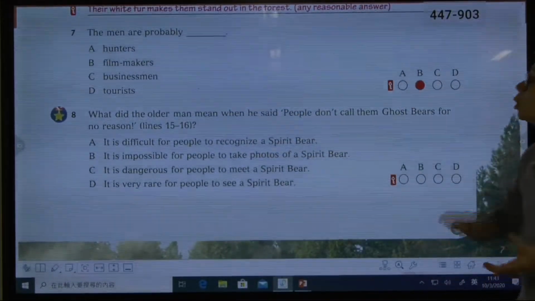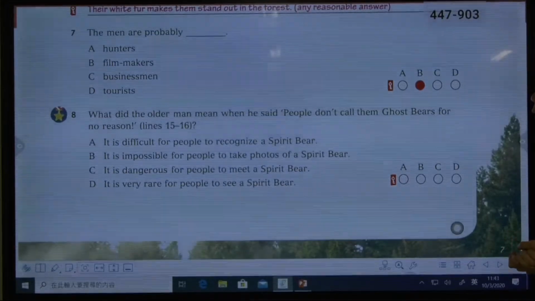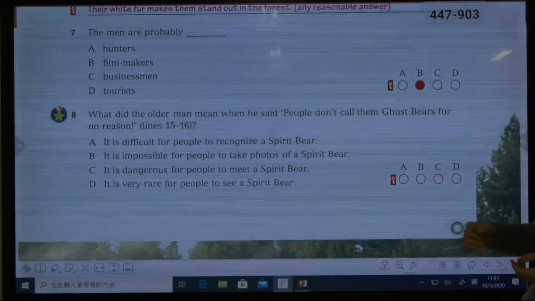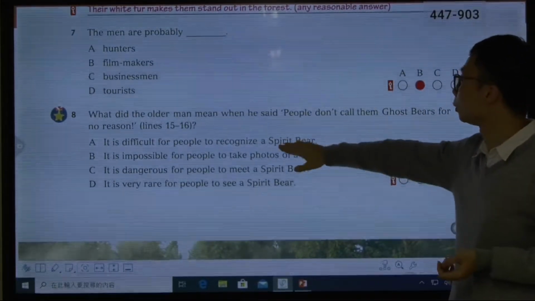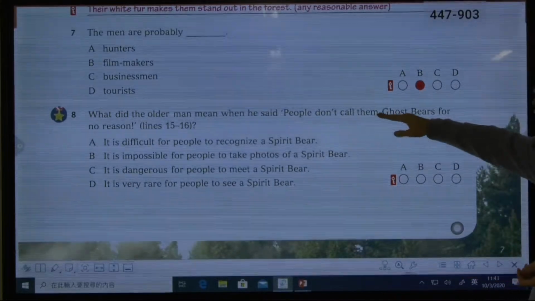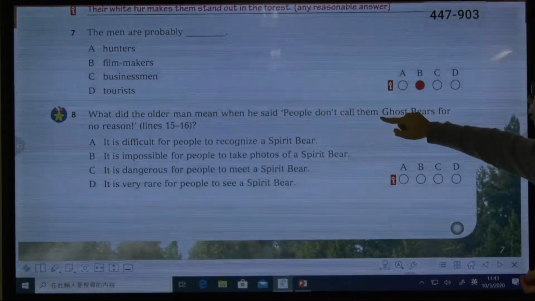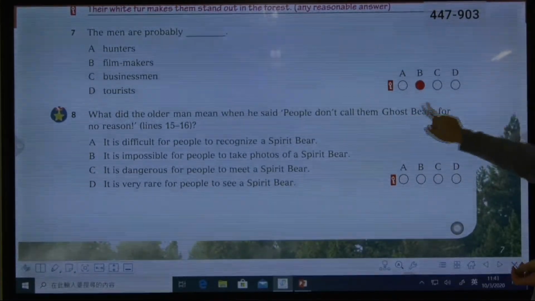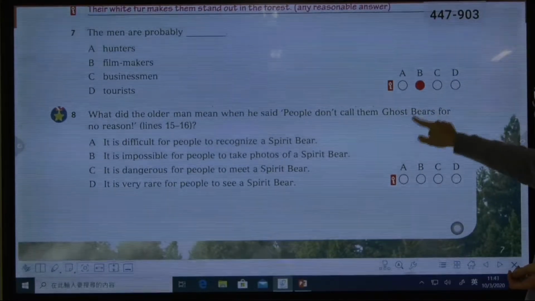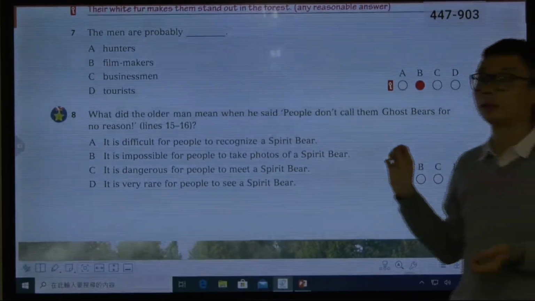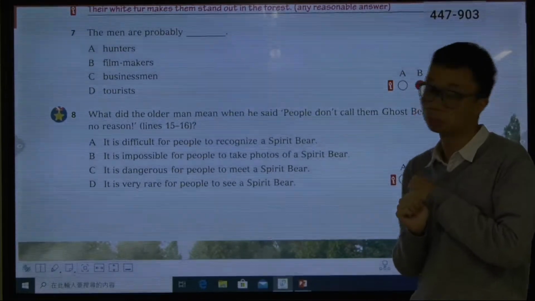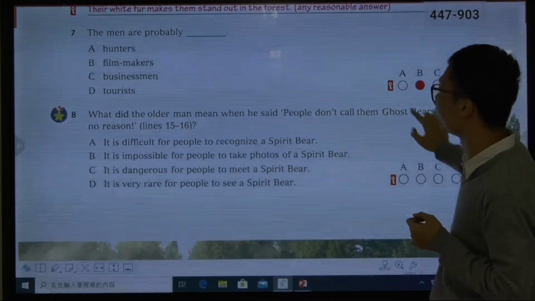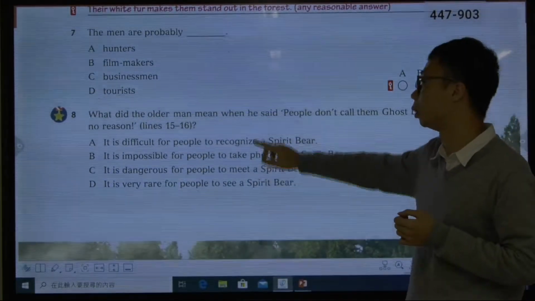This one is a more challenging question. What did the older man mean when he said people don't call them ghost bears for no reason? It is a spirit bear originally, but they call it ghost bear. What does it mean? It's a nickname. So think about this one, ghost, for a couple of seconds. What are some characteristics that you think about for a ghost? Okay, now we got some characteristics of a ghost, and we just apply it here.